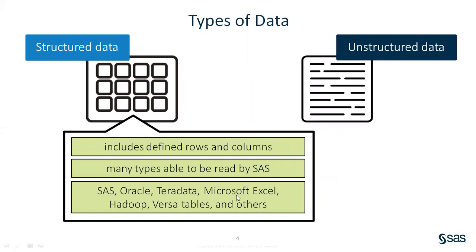These are some examples of structured data, and then we have unstructured data. An unstructured data does not have a table structure of rows and columns. I'll share one example of what unstructured data looks like.